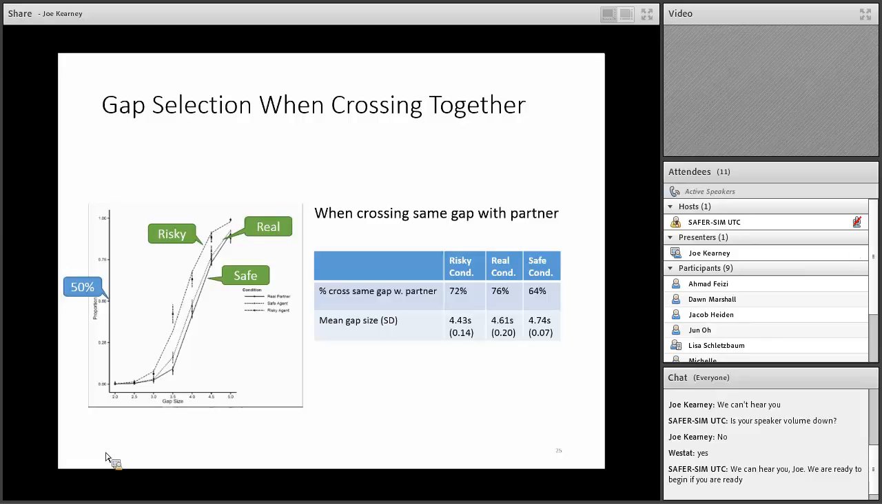So there's the 50% point, and there's the 3.5 second gap. If you track up from 3.5 seconds, you can see for those marginally crossable gaps what the difference is in the likelihood that they would take it in the three conditions.